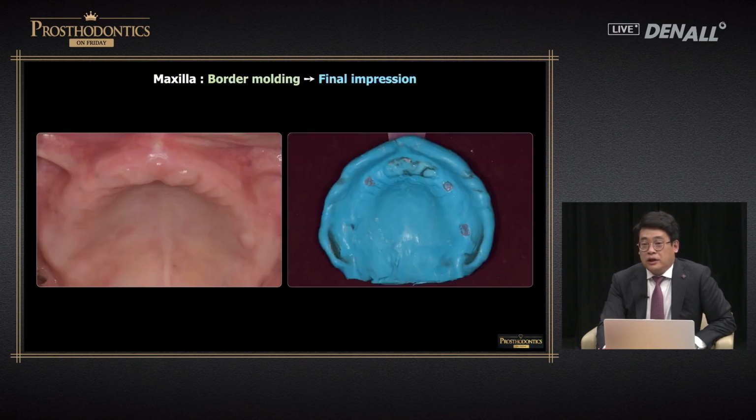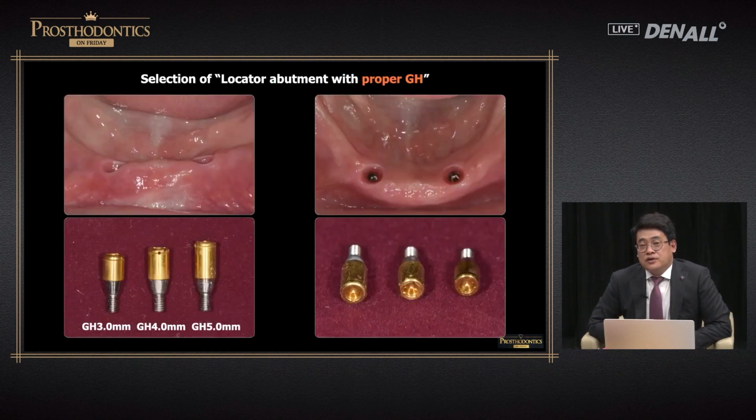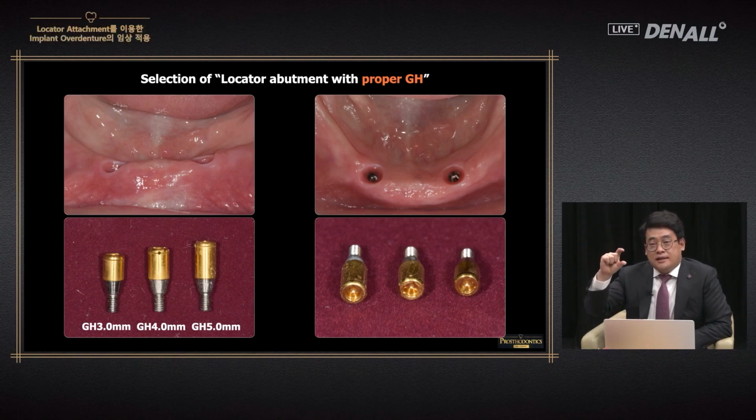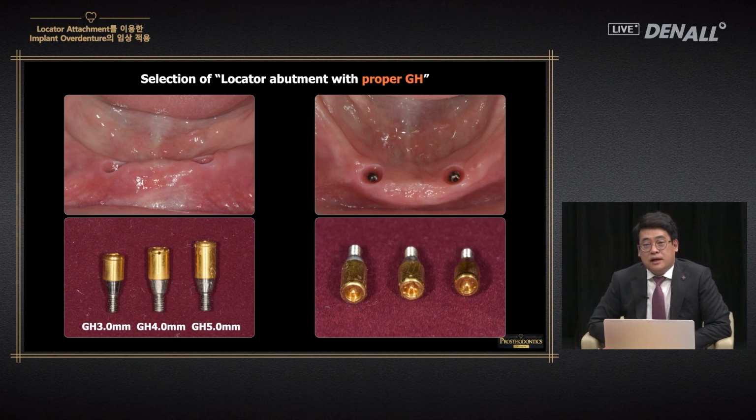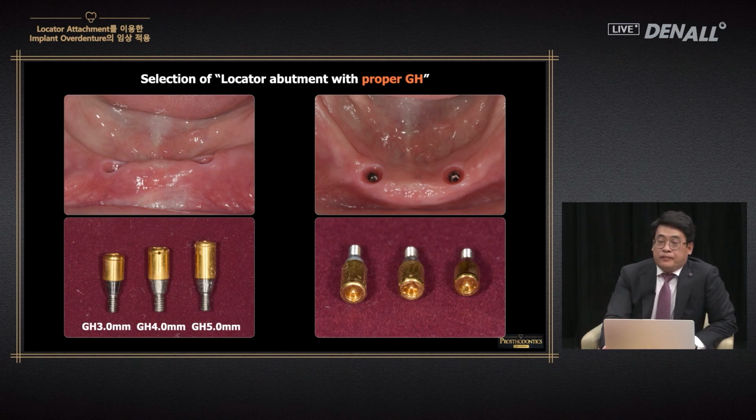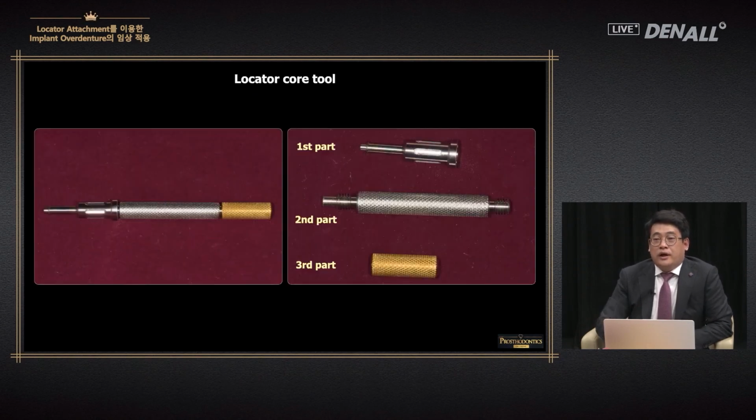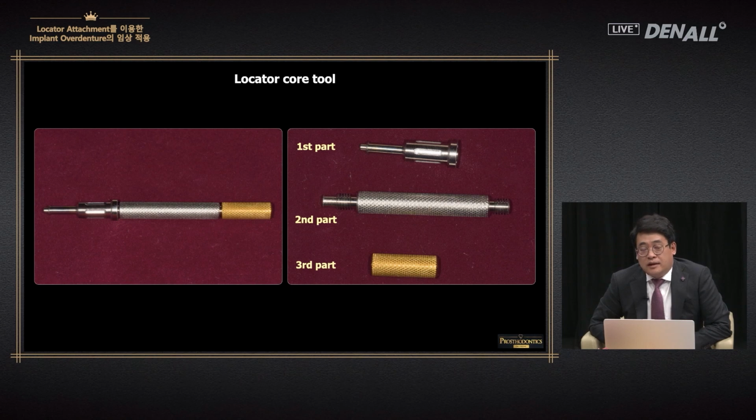In the upper, I used a traditional method for taking impression, and when you take impression in the lower, you need to choose appropriate locator attachment first. GH, gingival height, needs to be selected appropriately. Following implant placement depth and gingival thickness, you need to choose the correct one. You can use locator core tool to attach the locator attachment to implant body.